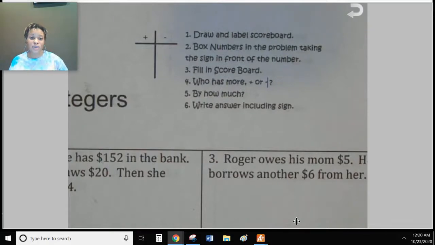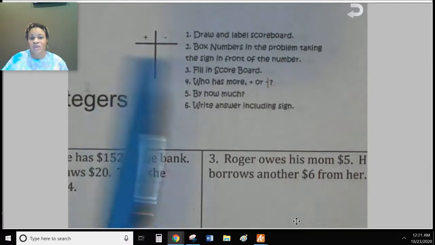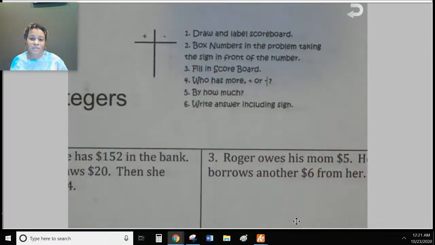Now we're going to teach you how to use and combine them with another strategy we like to call the scoreboard. So here are the steps to the scoreboard. Number 1, draw and label the scoreboard. This is what a scoreboard looks like. It's a little T-chart. We have positives on the left, negatives on the right.